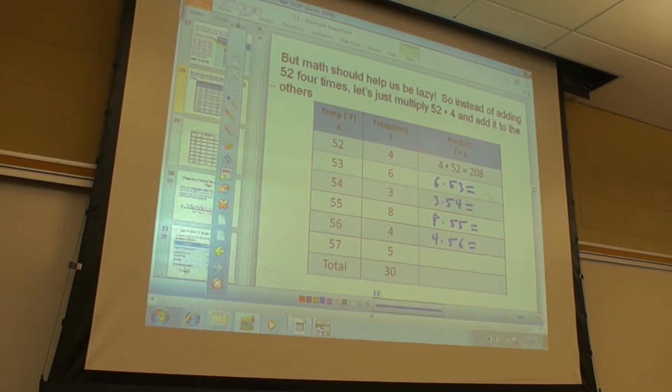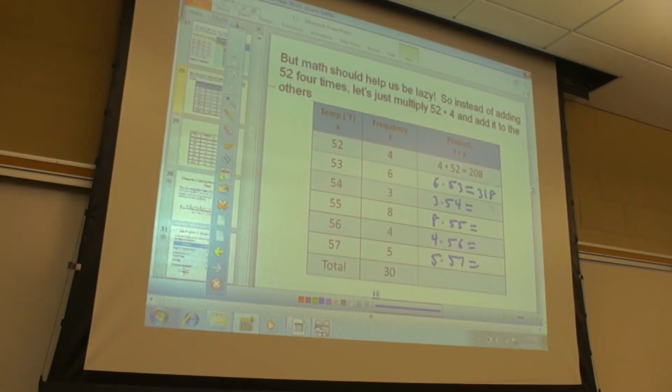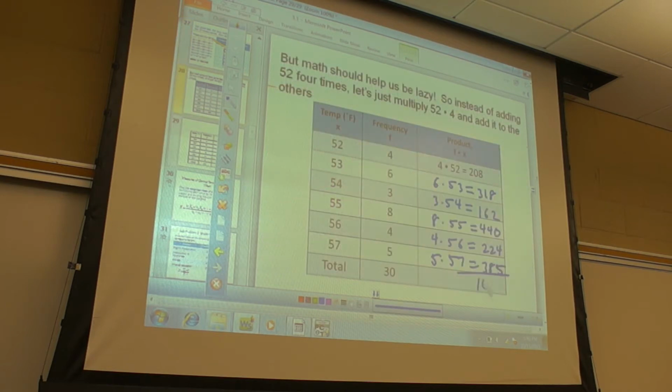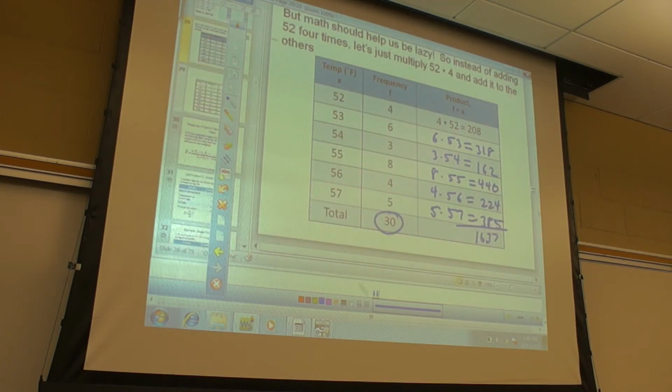Okay, so let's see, you got 5 times 57. One more decimal place than was it? 318. 440. 24. 385. Is that right? So if you add them all up, you get, then sheet 1637. Yes. And then you're going to divide that by total number of days you have.